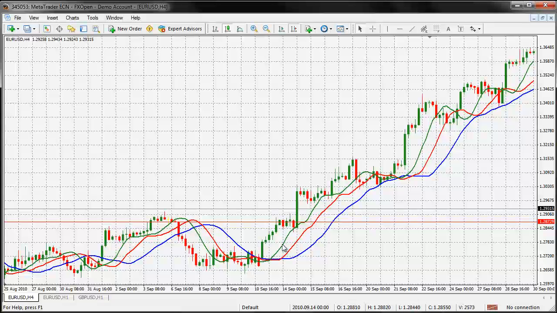Alright, well what we're looking for is basically, you see the distance between this candle and these lines. If it's touching the lines, then great. Alright, if it's touching the lines, then great, you can go long.